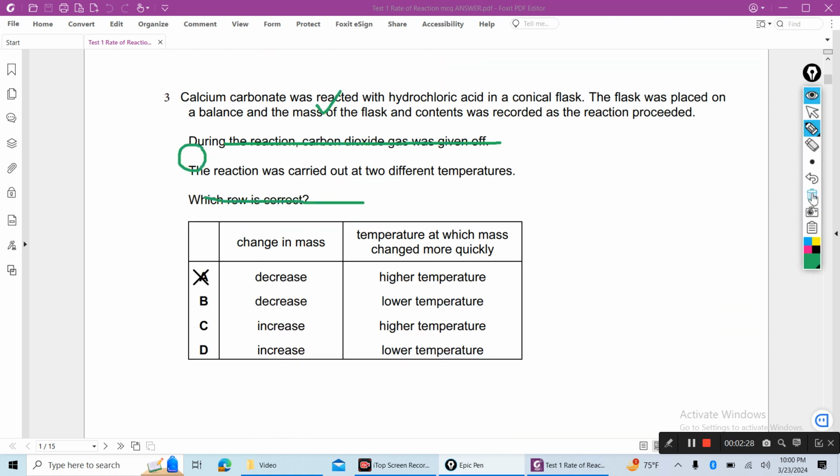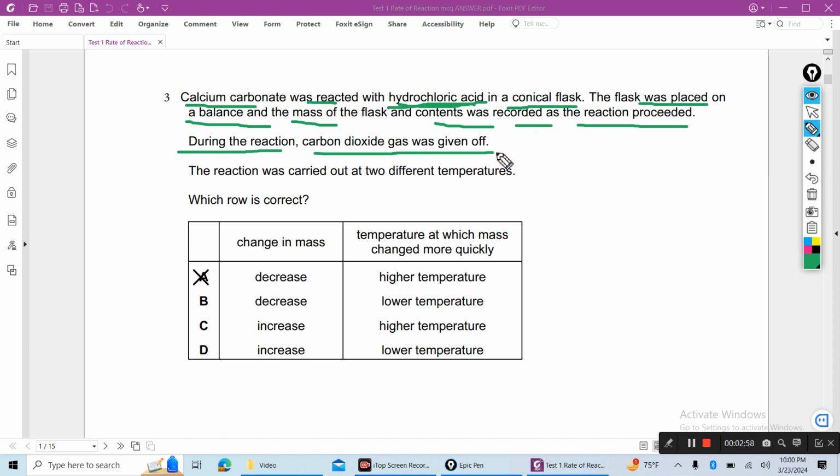Number 3. Calcium carbonate was reacted with hydrochloric acid in a conical flask. Calcium carbonate reacts with hydrochloric acid, salt plus carbon dioxide plus water is produced. The flask was placed on a balance and the mass of the flask and contents was recorded as the reaction proceeded. During this reaction, carbon dioxide gas was given off. The reaction was carried out at two different temperatures.